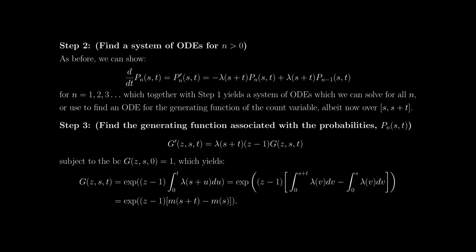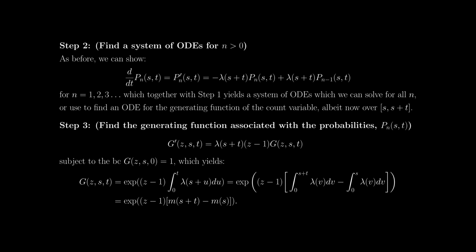Okay. And this equation, together with step 1, yields a system of ordinary differential equations, albeit an infinite system, which we can solve for all n, or which we can use to find an ordinary differential equation for the generating function as we did before. Now, albeit over the interval s to s plus t, rather than 0 to t, like we did before. And indeed, we do our manipulative mathematics as we did before, and then we arrive at step 3, where we find the ordinary differential equation for the generating function, which we will denote g here. And note again, it will have an additional argument here.